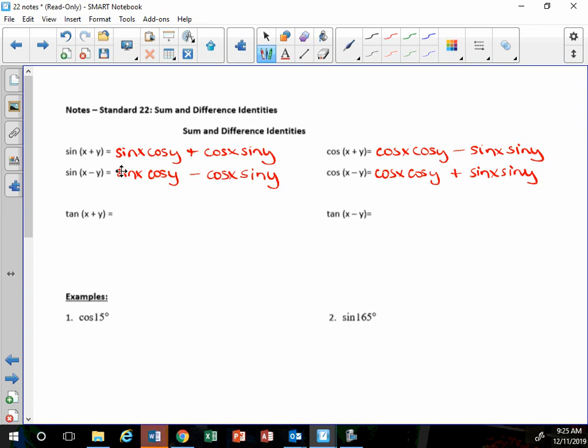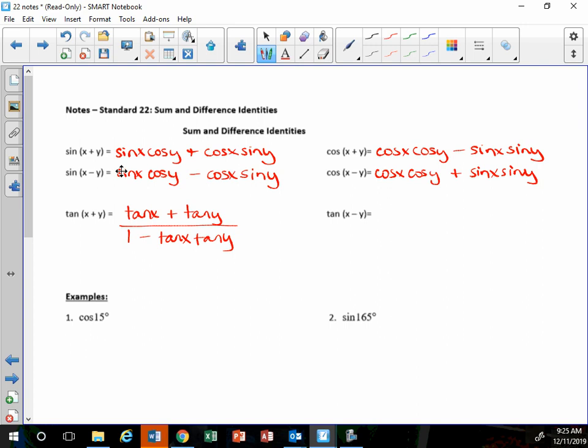Then we have our two tangent formulas for this. So tangent of x plus y is tangent of x plus tangent of y over 1 minus tangent of x times tangent of y. So the sign in the numerator matches what you're doing with your two angles. We were adding, so that matches. And then the denominator is the opposite sign.